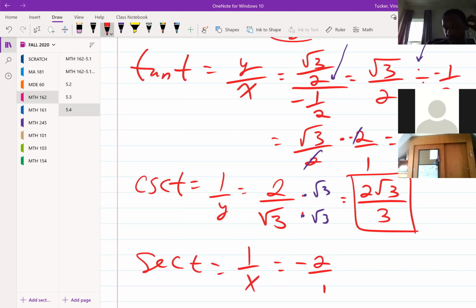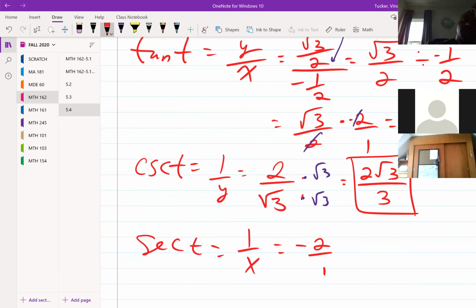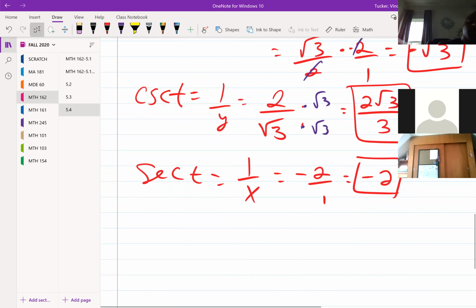So secant is the inverse of cosine. So you're just going to flip cosine. So it will be negative 2. And cotangent, for tan, is that a negative part of your answer? Let me go back, see if I left off a negative.